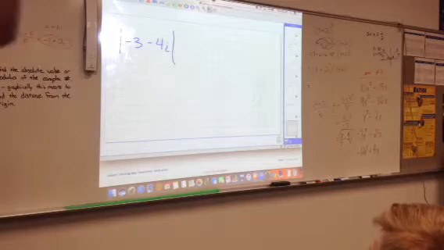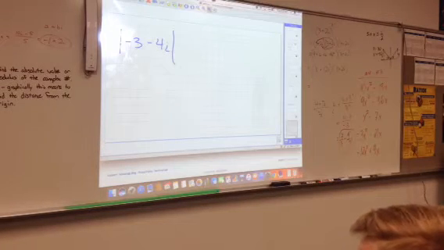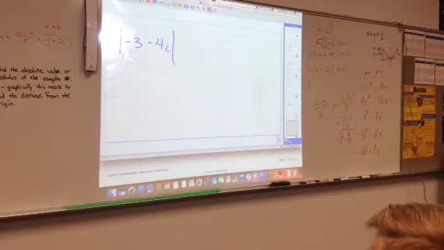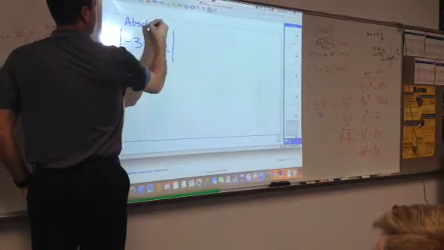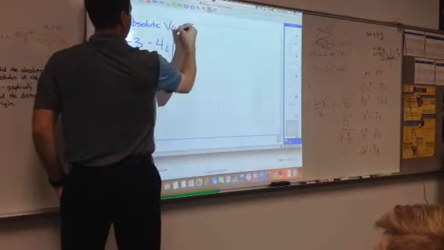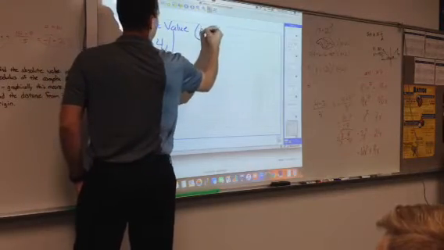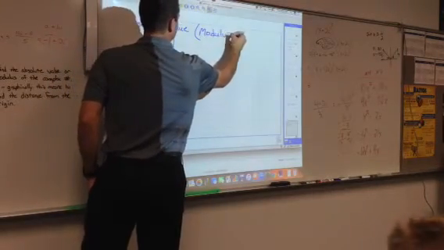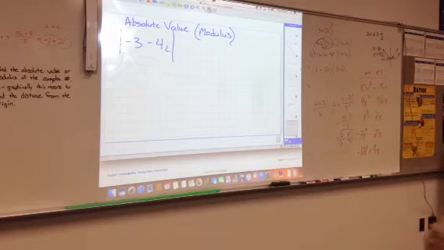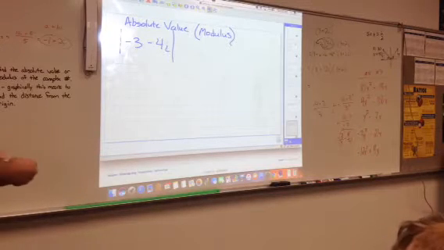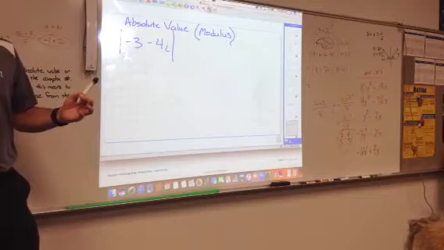What do those bars mean to you? Absolute value, yeah, very good. Actually, sometimes they even call this the modulus of a complex number, but the directions on your worksheet will just say find the absolute value of the complex number. Now, it's not quite as easy as you would think.